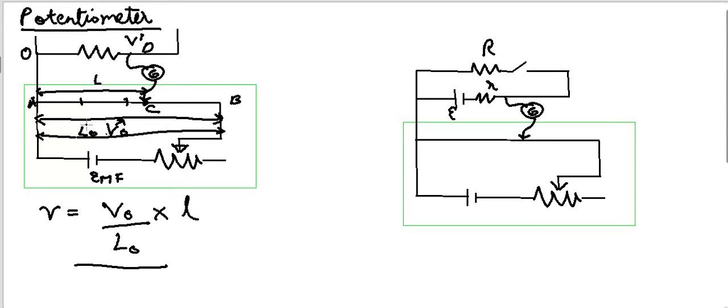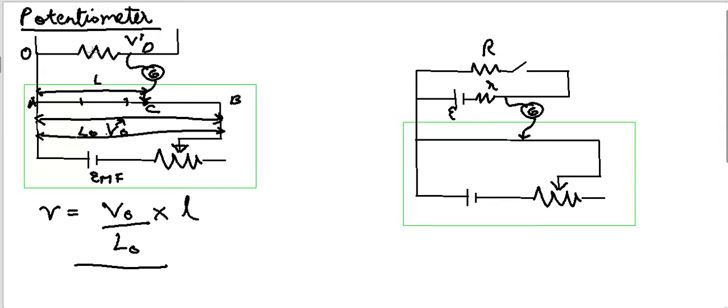So this is the basic application of a potentiometer. It helps us find the potential difference across different points, measuring the potential difference across different elements of the circuit.